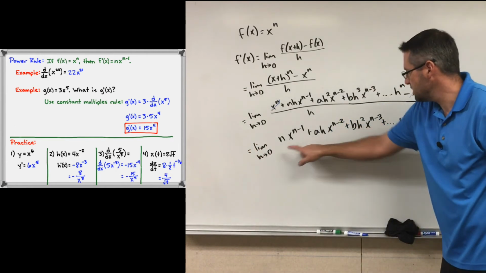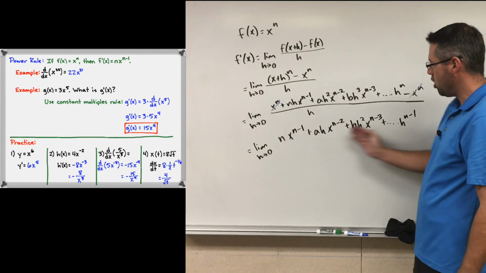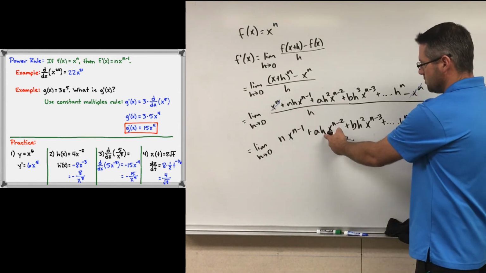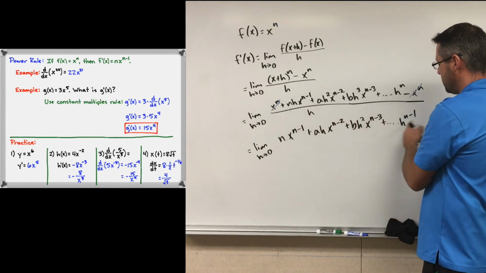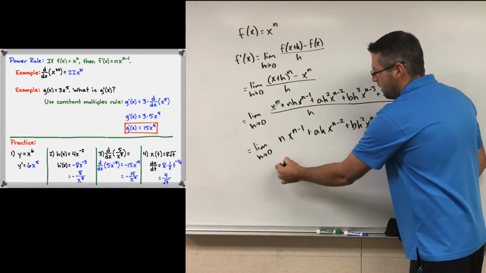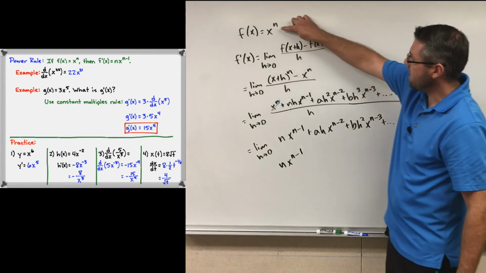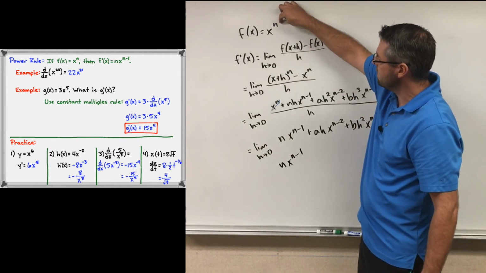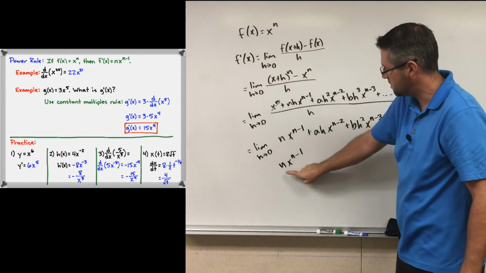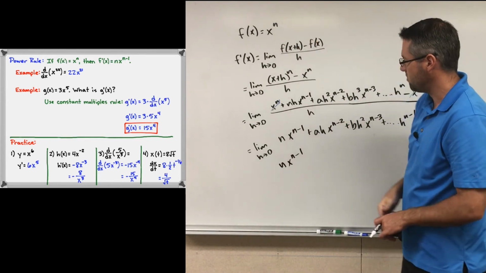Well, if I plug in 0 for h, all of those are going to go away. 0 times any of that is 0, 0 times all that, 0 times all that. So that's all going to go away, and we're left with n times x to the n minus 1, which is exactly what the derivative is. Take the exponent, multiply it to the coefficient in the front, and then subtract 1 from the exponent.